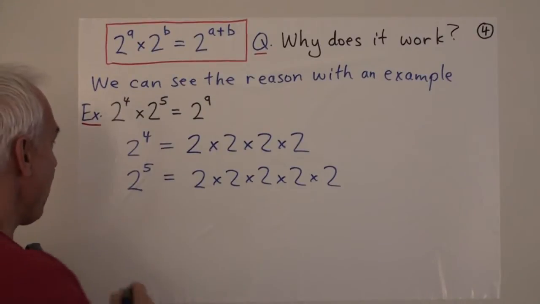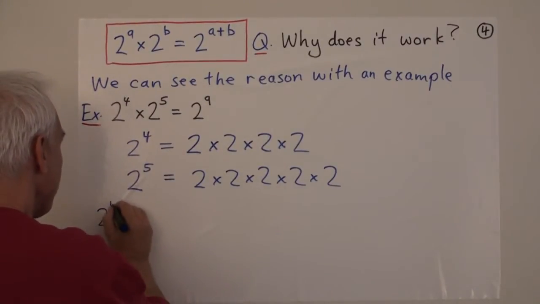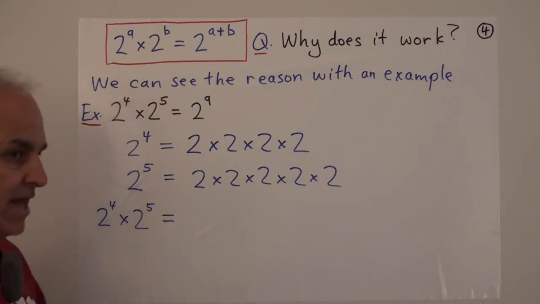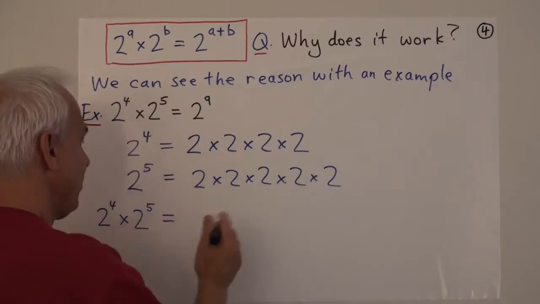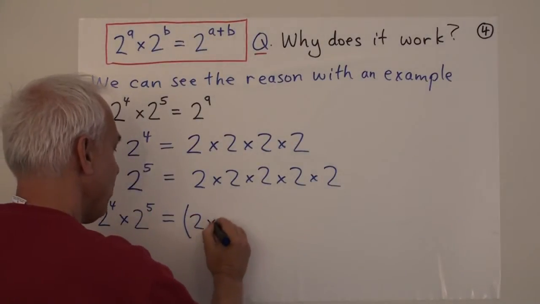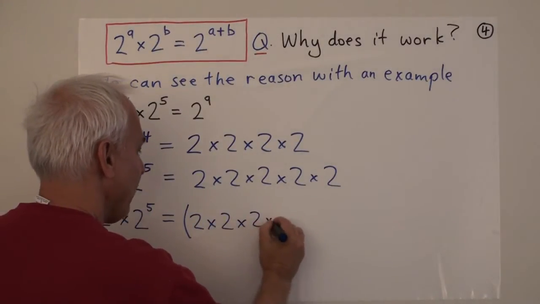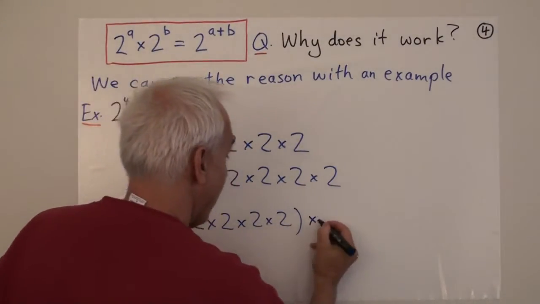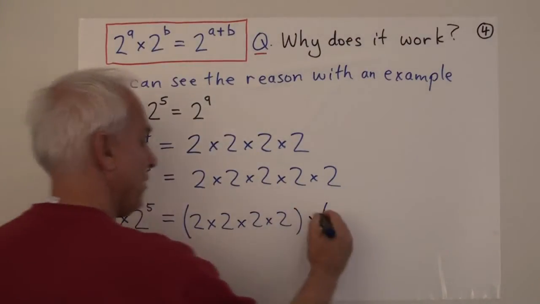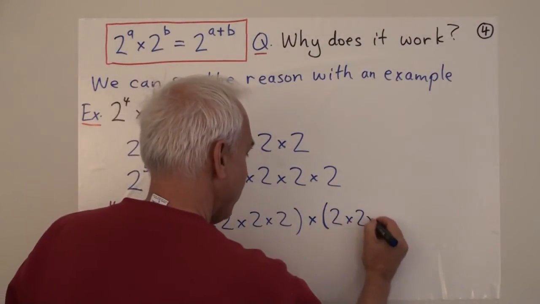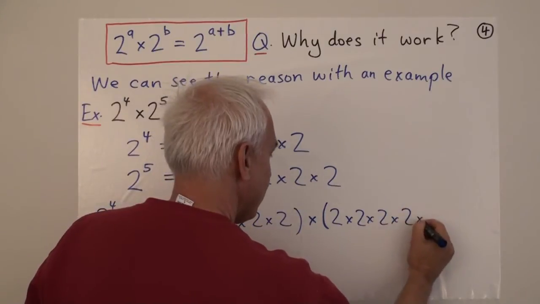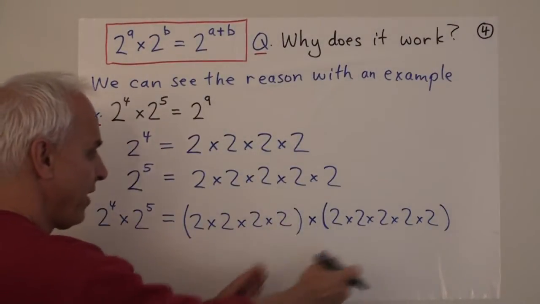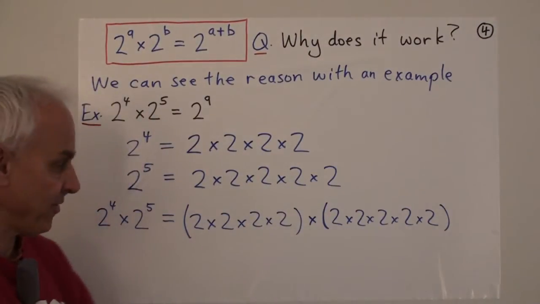All right, good. So now let's look at 2 to the 4th times 2 to the 5th. What is that? Well, it's 2 to the 4th, and I'm going to put that in brackets. 2 times 2 times 2 times 2. There is 2 to the 4th. And then I'm going to multiply that by 2 to the 5th, which is here. That's 2 times 2 times 2 times 2 times 2. And that's what 2 to the 4th times 2 to the 5th is.